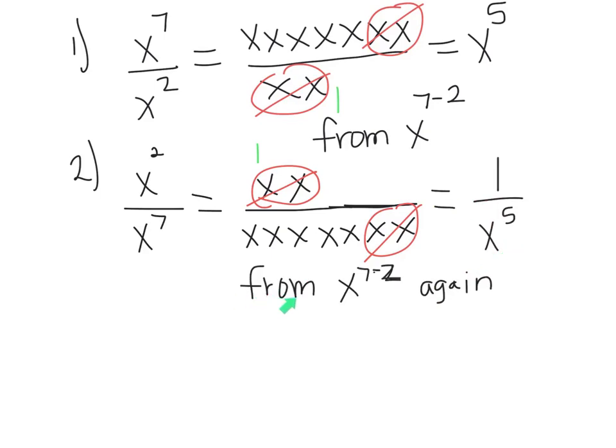So again, our answer did come from keeping the base x and subtracting 7 minus 2, but this time the 7 was in the denominator. The larger exponent was down here. So because we start the subtraction in the denominator, your answer needs to go in the denominator.